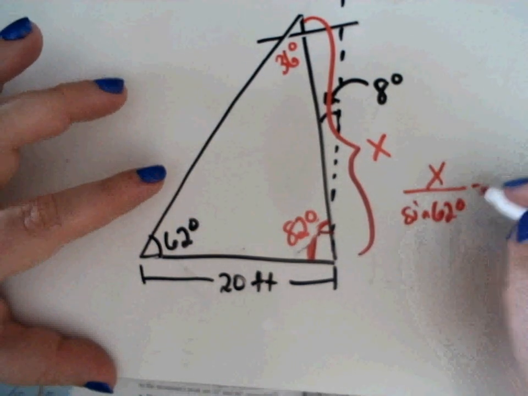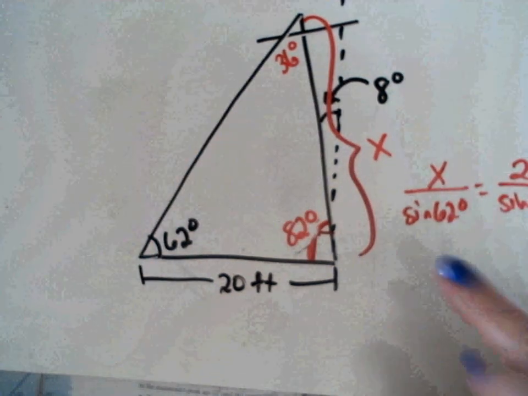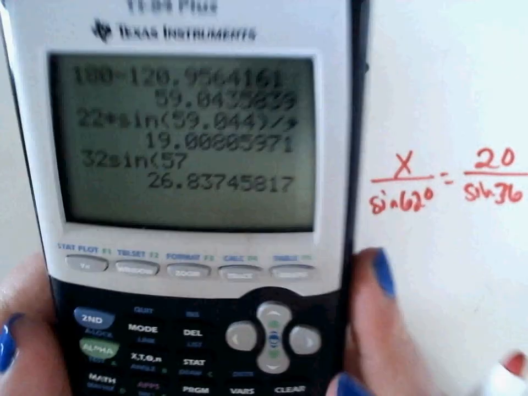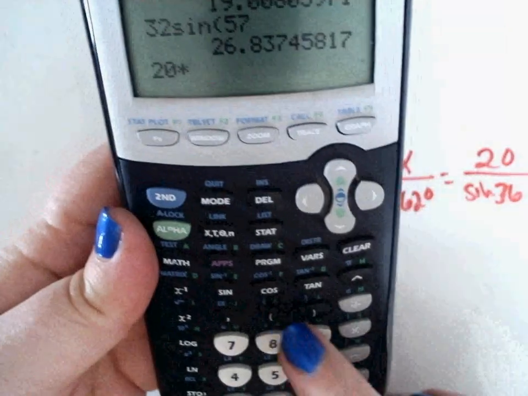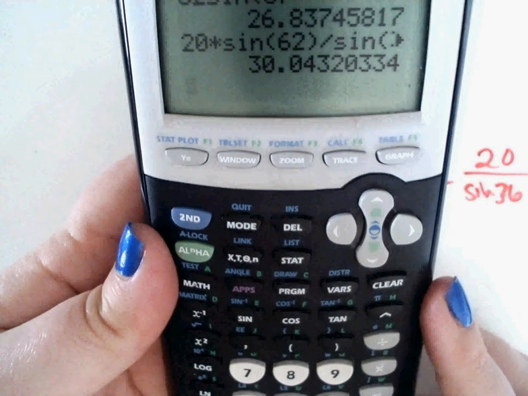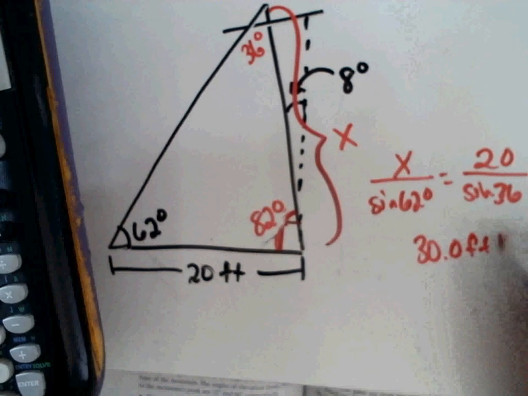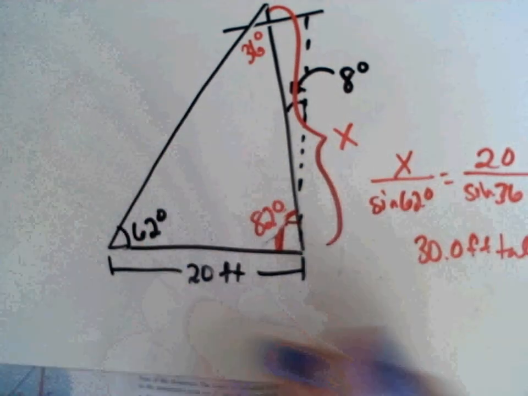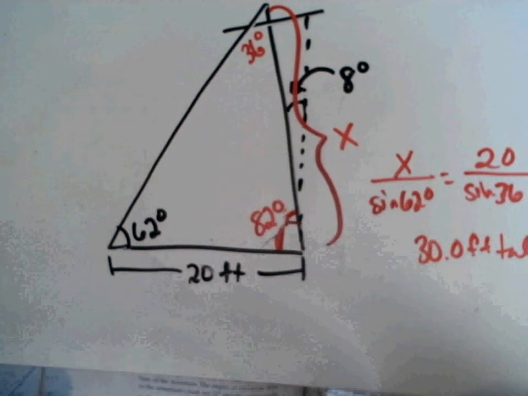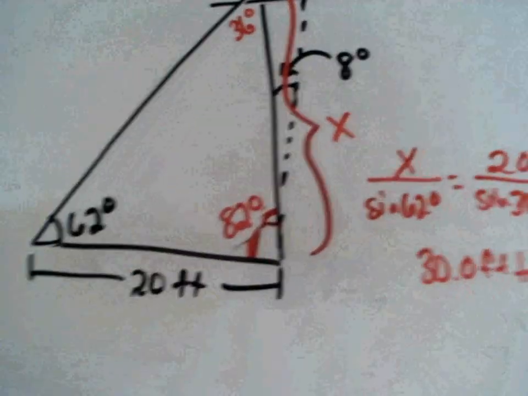So I'm going to start with the x that I want, x over, and x goes with, it's a side length, so divided by the sine of 62 equals side length, 20 over sine of 36. We multiply by sine of 62. I'm trying to grab my phone to do that. So 20 times sine of 62 divided by sine of 36. And to the nearest tenth, we get 30.0. So 30.0 feet tall. Okay. And that is number 55.